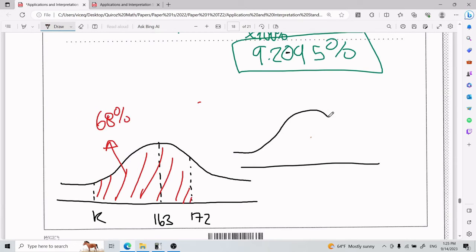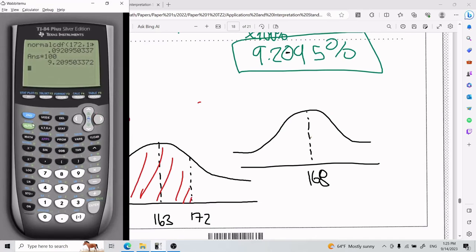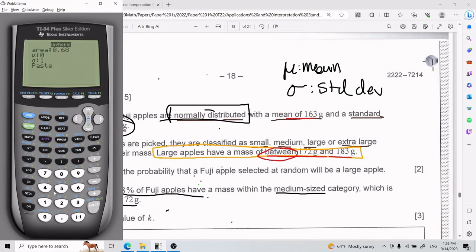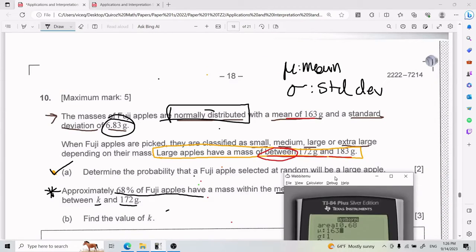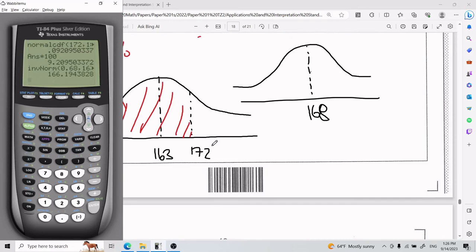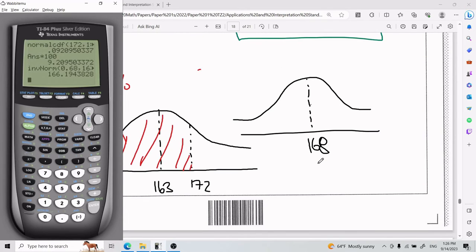So a lot of people here would say, they're giving me a percent, or they're giving me an area, so I need to use inverse normal. Okay? So they're going to go over here, go to distribution, go to inverse normal, and plug in 0.68, because it's 68%, right? They plug in the mean, which was 163. They plug in the standard deviation, which was 6.83. And they say, aha, this is my value of k. And this is actually wrong, okay? And I'm going to tell you why it's wrong in a moment.